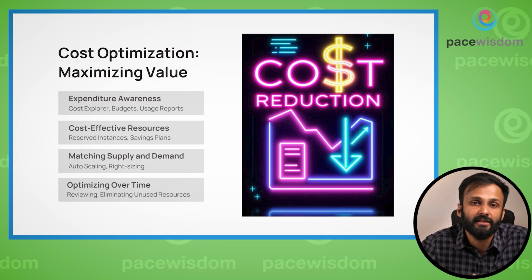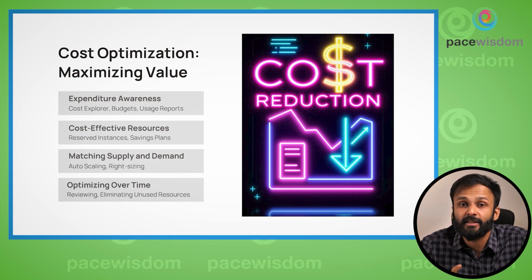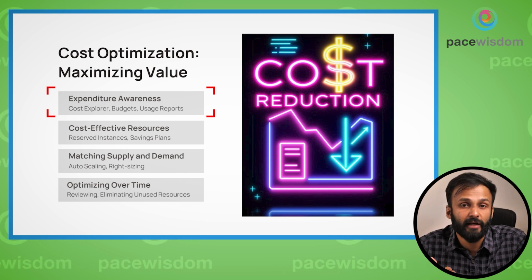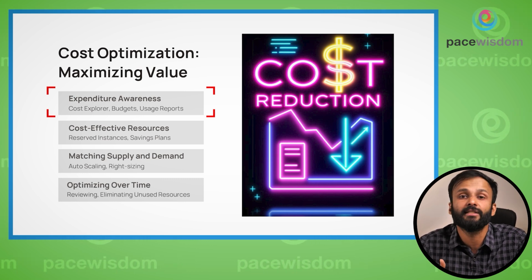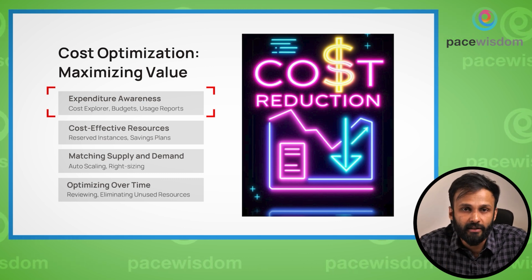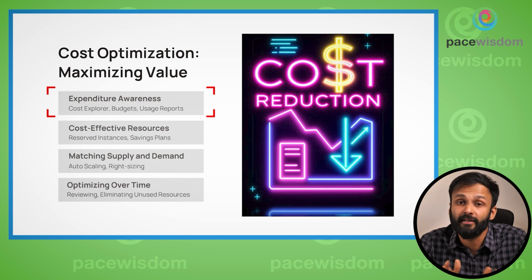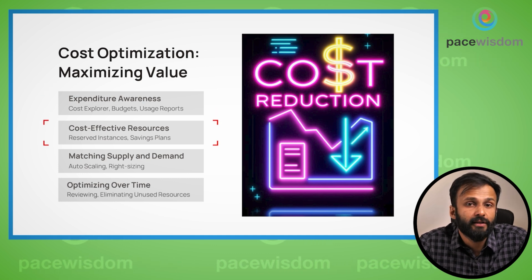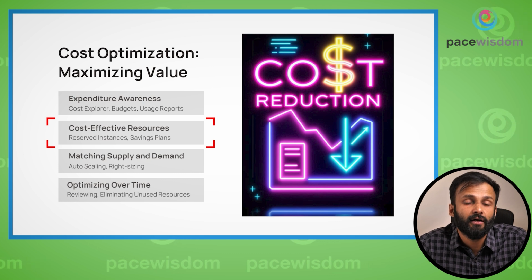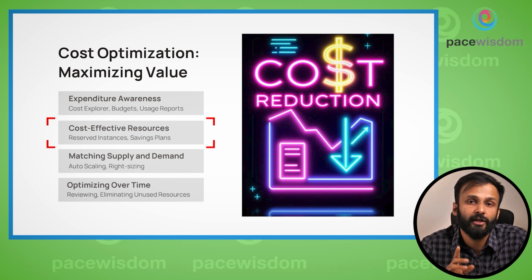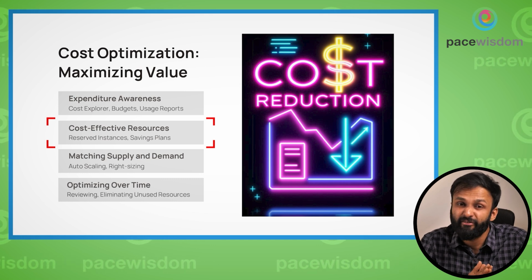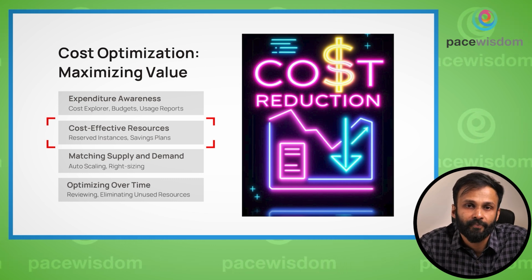So some key strategies under this particular pillar, right? Expenditure awareness. You should use tools like Cost Explorer, Budgets, and usage reports to gain visibility into your AWS spending, right? Also set up alerts to ensure that you don't get an unexpected cost increase. Next point is about cost effective resources. You should leverage reserved instances and savings plans to reduce the cost of your overall compute resources. Evaluate the cost effectiveness of different instance types and storage options, okay?